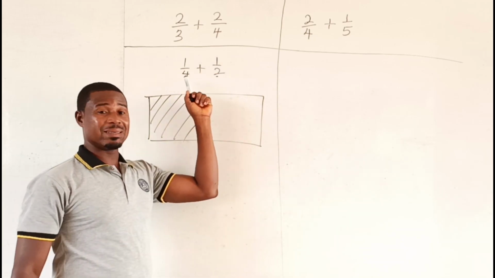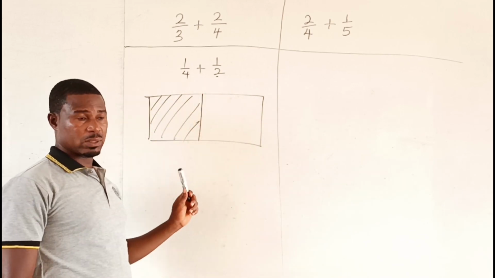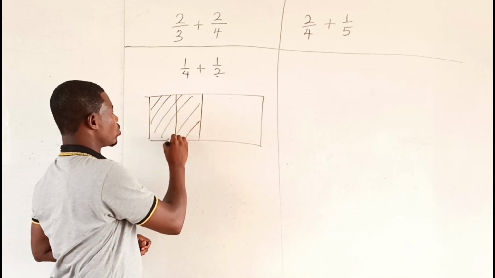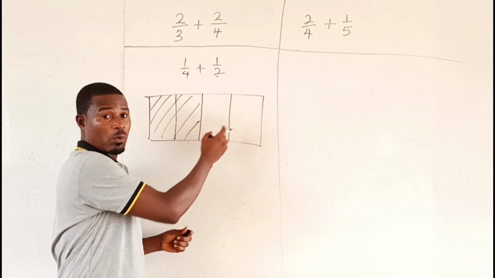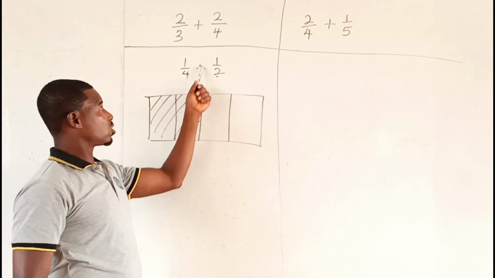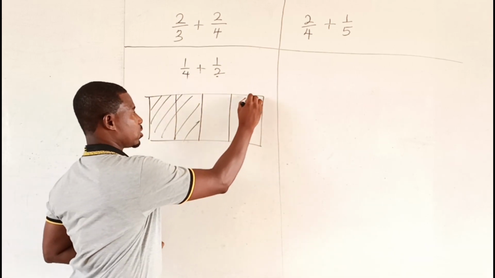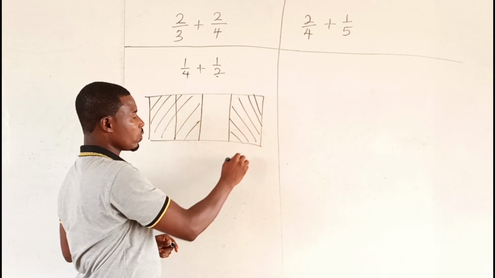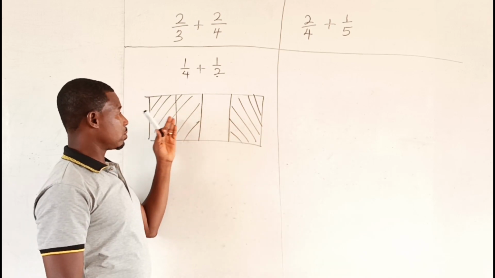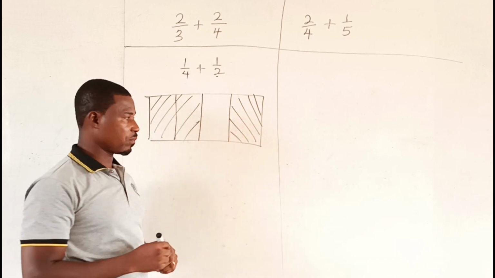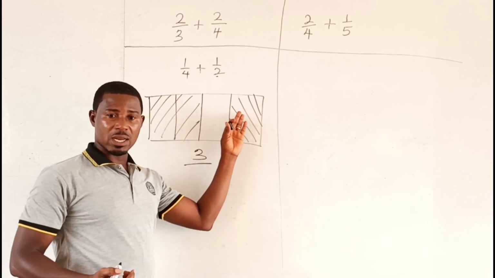And then we'll go ahead and divide this whole into 4 parts. So this one into 2, this one also into 2. Now we have 1, 2, 3, 4. So for our new fraction here, we are going to shade 1 out of the 4. So let's shade this part. And we now have 1, 2, 3 parts shaded. And so that will give us 3 out of 1, 2, 3, and 4.